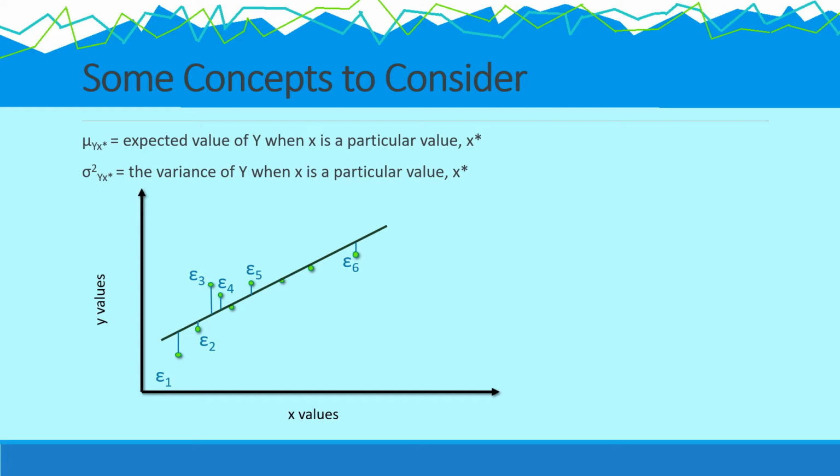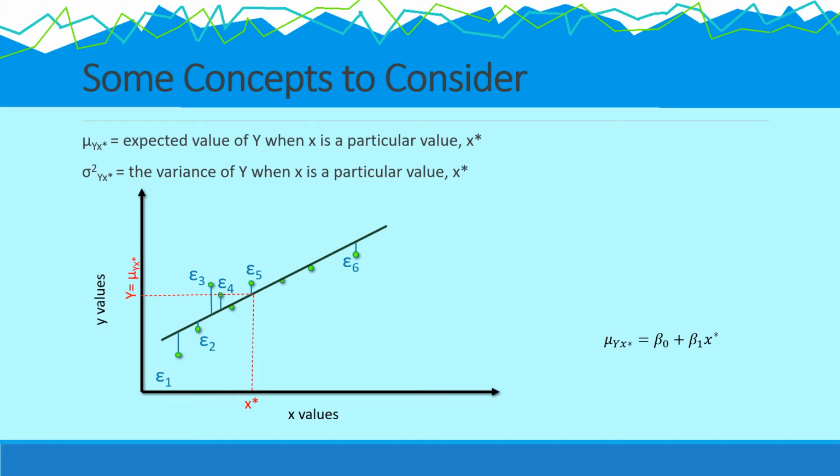Another topic that comes from epsilon having a normal distribution is the expected value and variance of y. If we look at a location on the graph where x is an arbitrary value x star, the expected value for y when x is equal to x star can be symbolized as mu yx star. The variance of y when x is equal to x star is symbolized as sigma squared yx star. The expected value can be derived by saying that it is beta 0 plus beta 1 x star plus the expected value of epsilon. But since the expected value of epsilon is 0, the expected value of y becomes just beta 0 plus beta 1 x star.